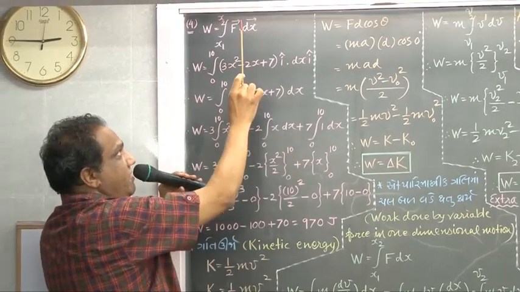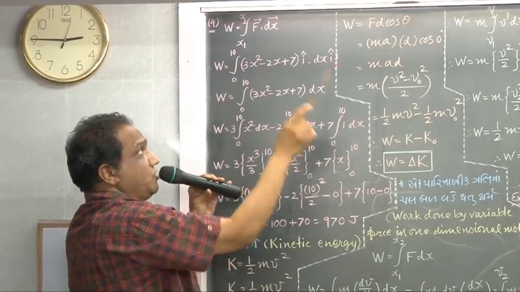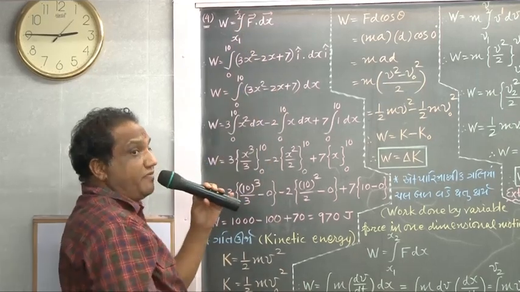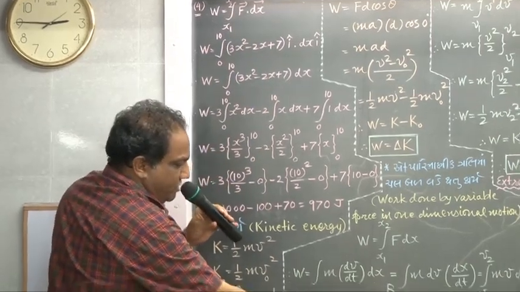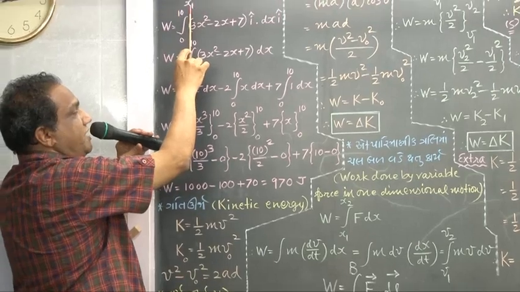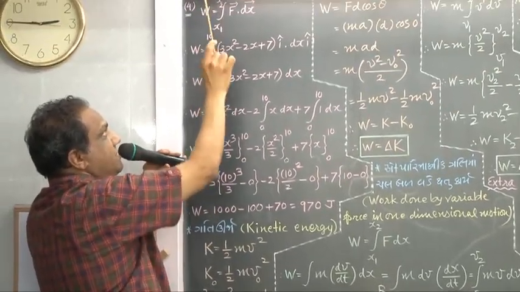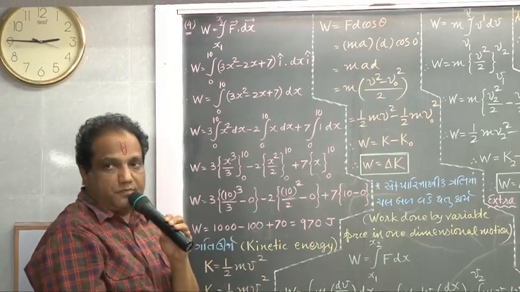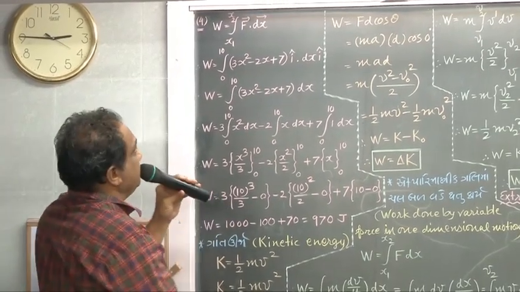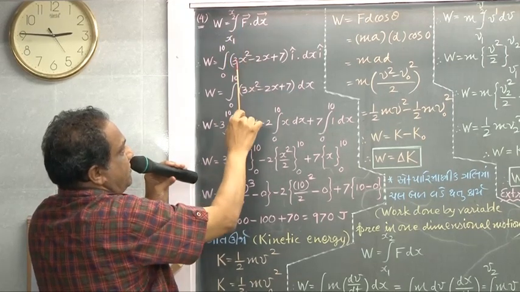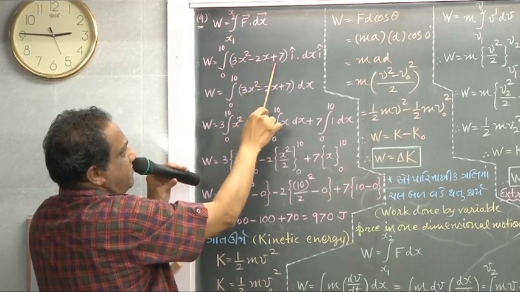Correct? And whenever the variable is in terms of x, then the limits also must be specified in terms of x. For initial position, I am putting initial x coordinate x1. For final position, I am putting final x coordinate, that is x2. Simple? Now tell me, in this integration, vector f, they have given 3x square minus 2x plus 7.